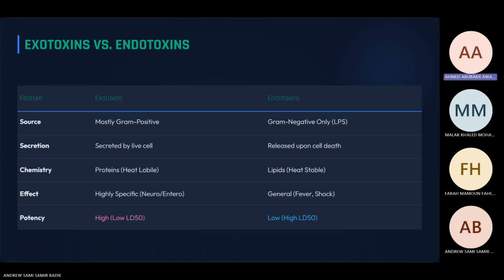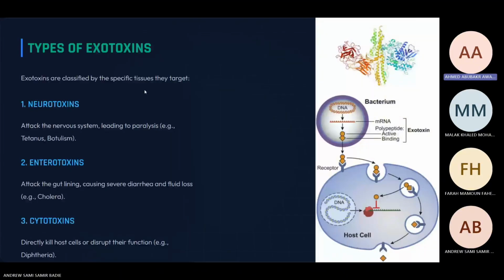Last but not least, the types of exotoxins. Simply, we have three types. Next slide, please. Neurotoxins attack the nervous system. For example, tetanus can lock your muscles tight, and botulinum can paralyze you. Those are neurotoxins. Secondly, the enterotoxins, which attack the GIT.